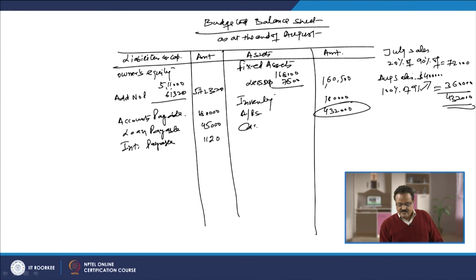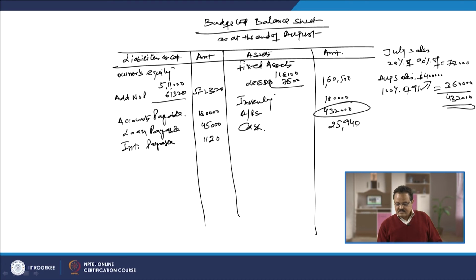And finally, the last current asset is cash. How much is the cash balance? Go back to the cash budget. How much is given to you in the cash budget? 25,940. That is the closing cash balance.